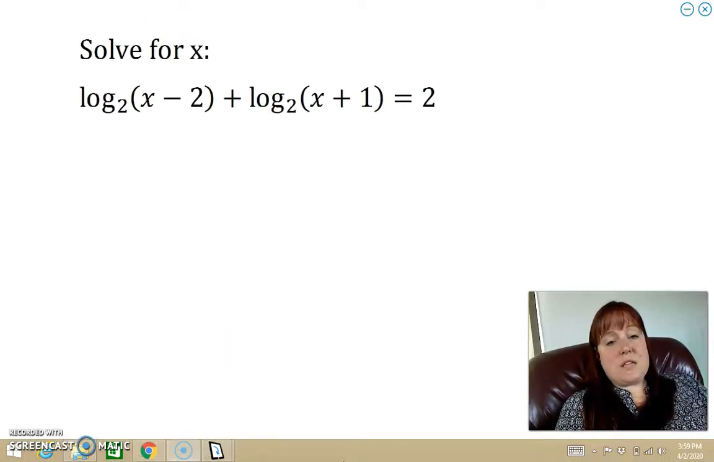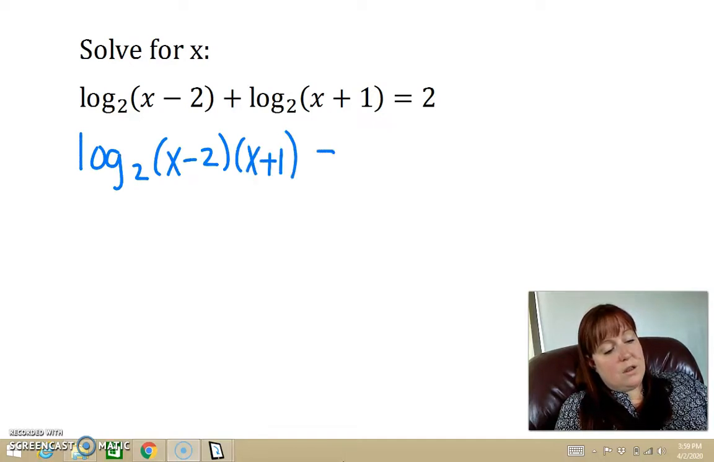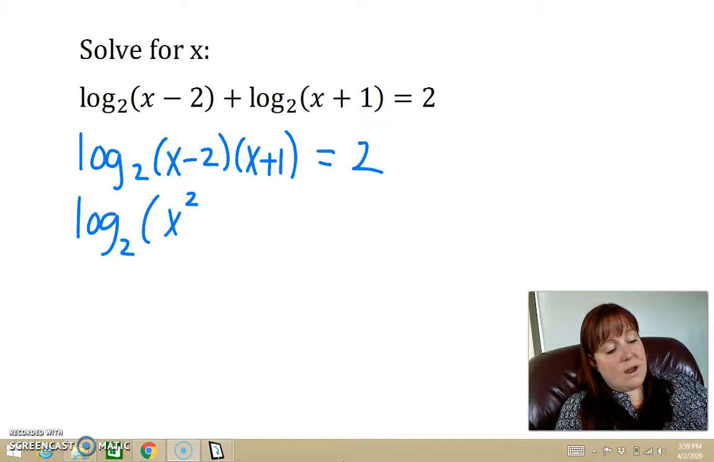We notice that we have two separate logs, but they have the same base, which means we can combine them together using the product rule. So we're going to have log base 2 of x minus 2 times x plus 1 equals 2. So I just combine them together using the product rule. And I'm going to go ahead and multiply that out so that I have x squared, let's see, that's minus x minus 2 equals 2.